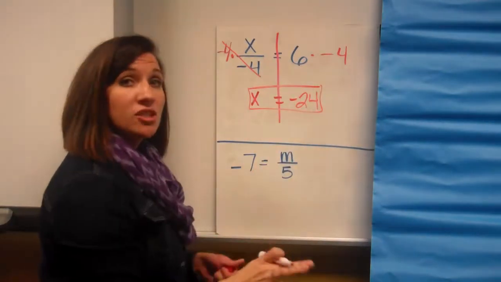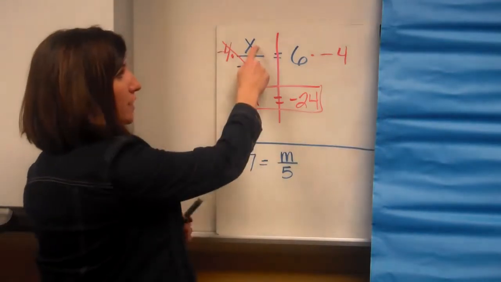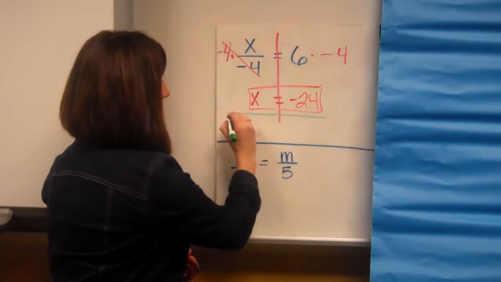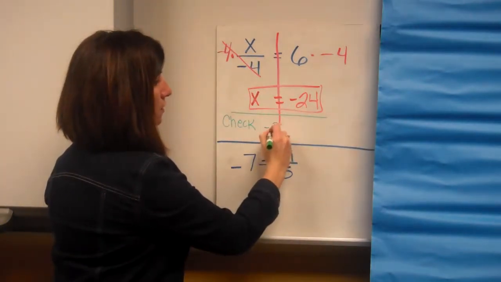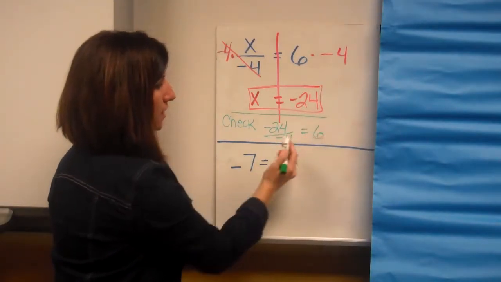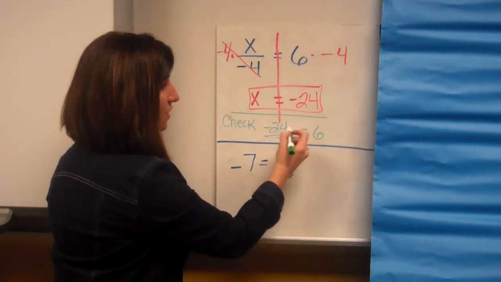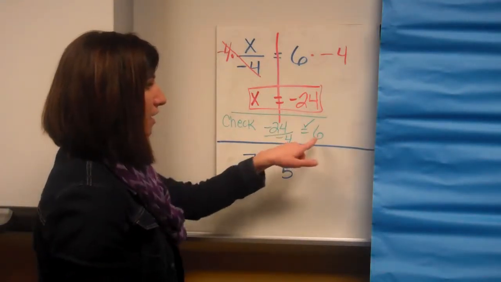So now, let's check our solution. Here, we have to substitute in x as negative 24. So here is my check. Negative 24 divided by negative 4 is supposed to equal 6. A negative divided by a negative gives me positive 6, so I know that my solution is correct.